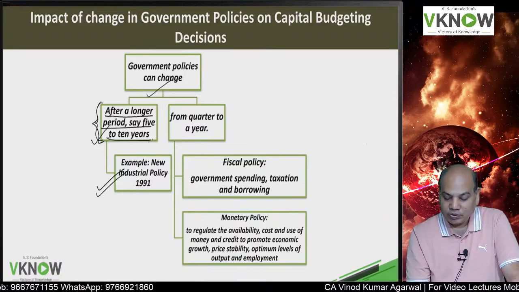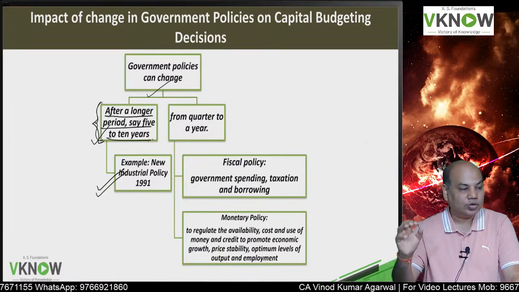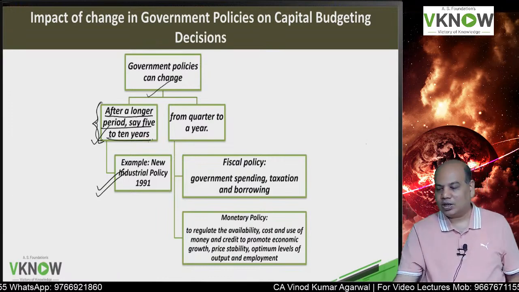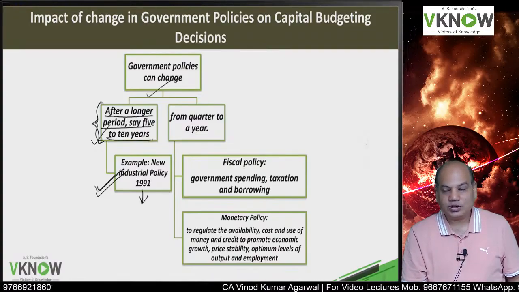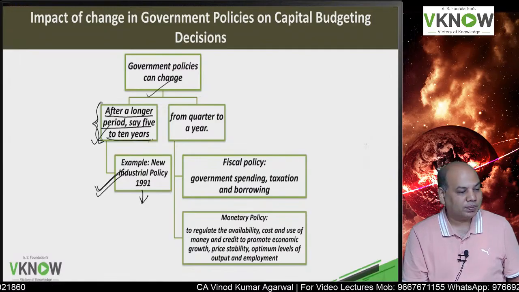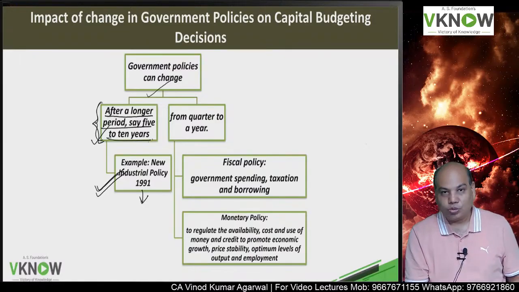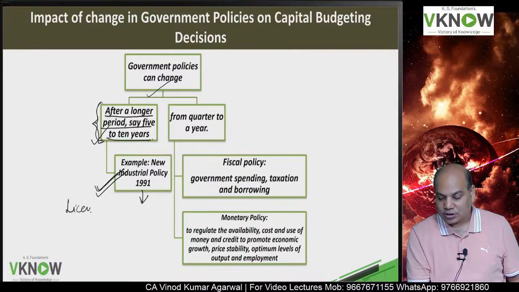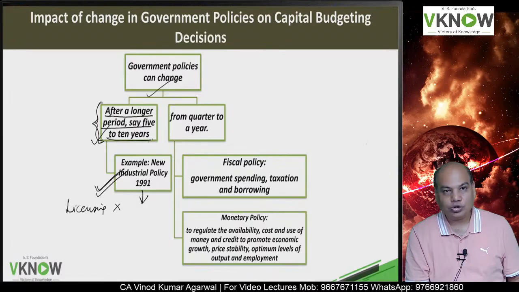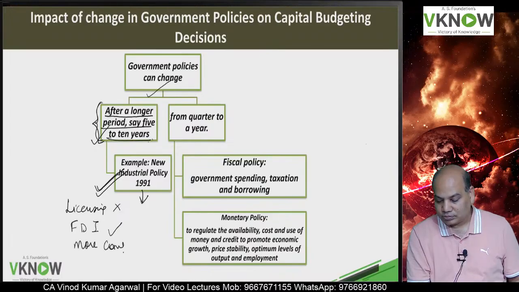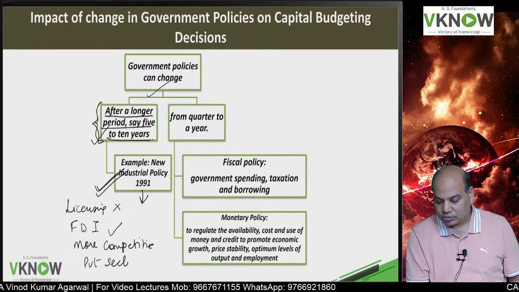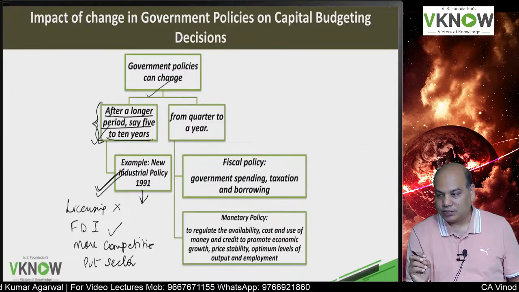Like for example, in your economics in 12th standard, they will teach you the new industrial policy, the liberalization policy of the government brought by Manmohan Singh and P.V. Narasimha Rao, Prime Minister at that time. Because of this new industrial policy, licensing was abolished in most of the industry. Foreign direct investment was allowed. More competition was allowed. Private sector was given more role. So that was a long-term policy.